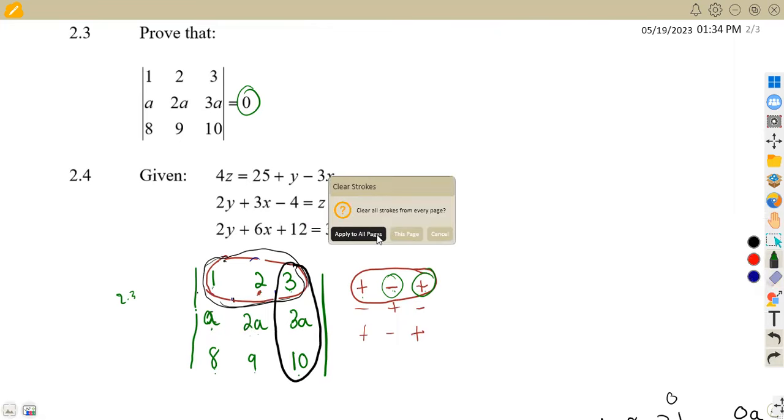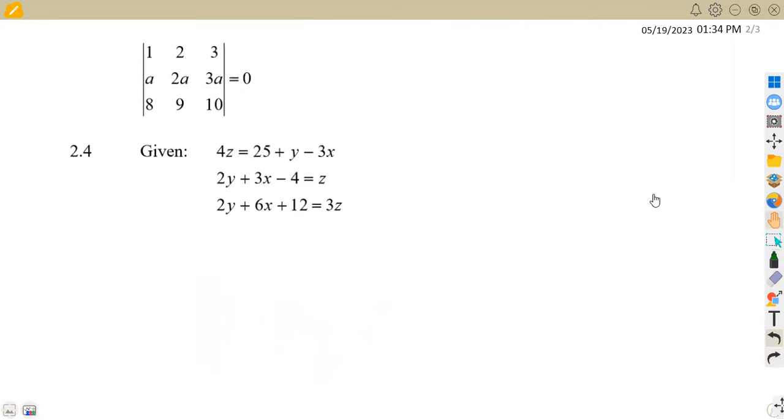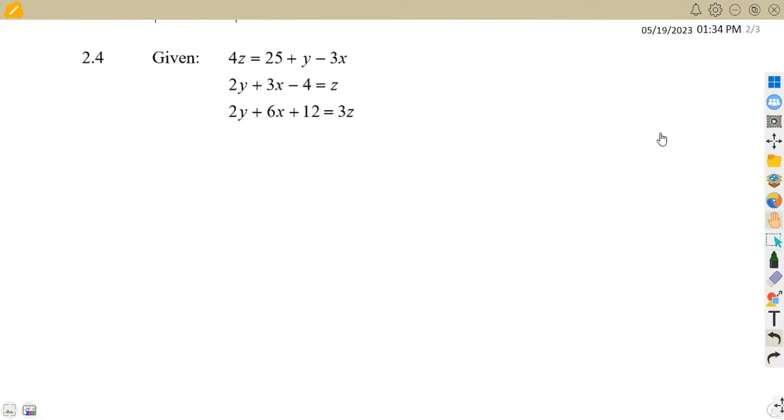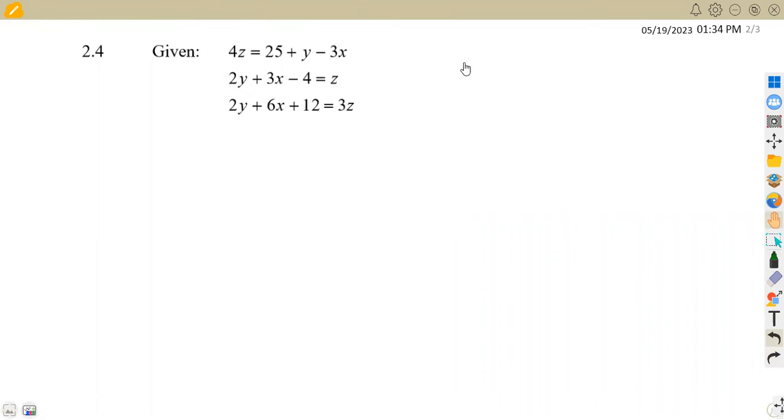Let's check the other part of the question, which was 2.4. On 2.4, we are given these equations. All right. So these are 3 equations that we are given, with 3 unknown values. As you can see, we've got x, we've got y, and we've got a z. So the question was to find or to solve for x. Actually, I don't know what happened here, but the question was for us to solve for x using Cramer's rule.